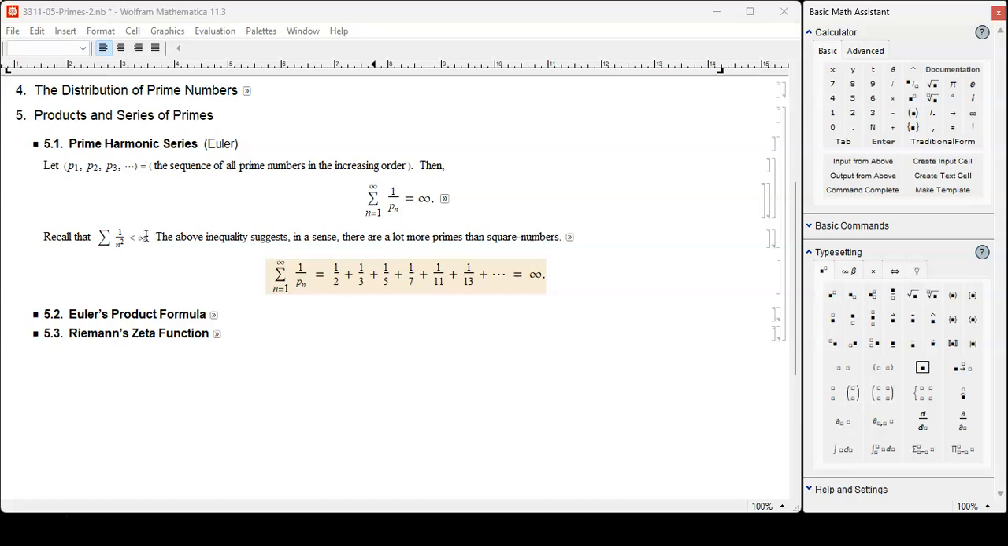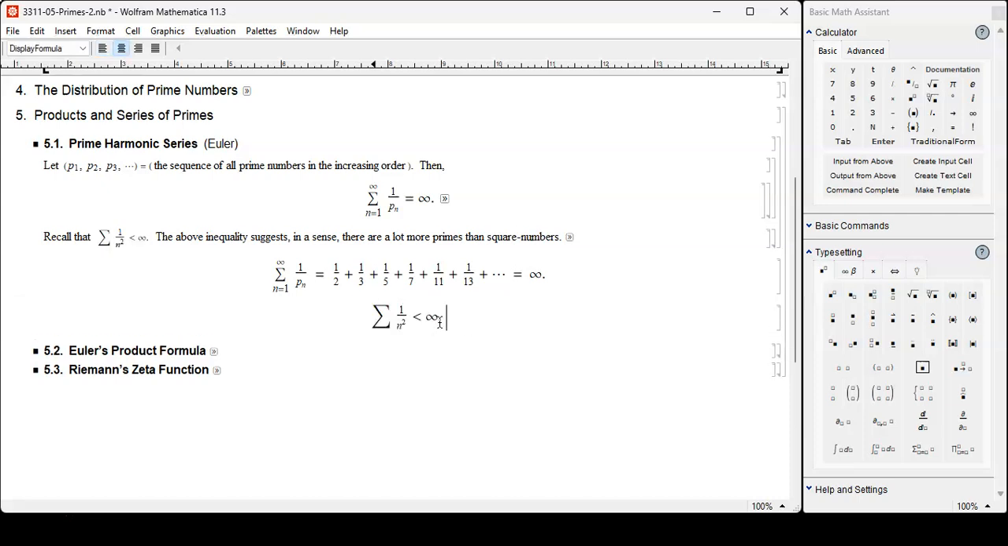Now, compare that with some series like this. And what does that suggest? There are a lot more prime numbers than square numbers, so that this thing adds up to infinity. That's one way to answer it. Also, another way to answer it is that prime numbers grow a lot slower than n squared order. And speaking of n squared order, you can rewrite like this.